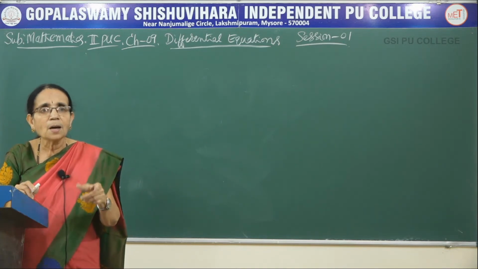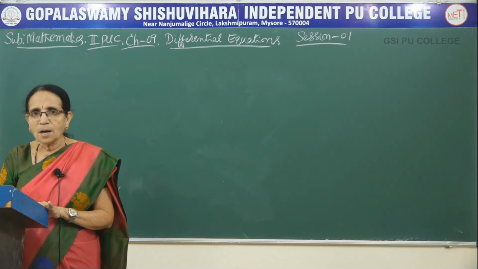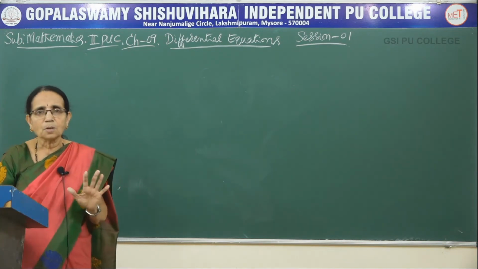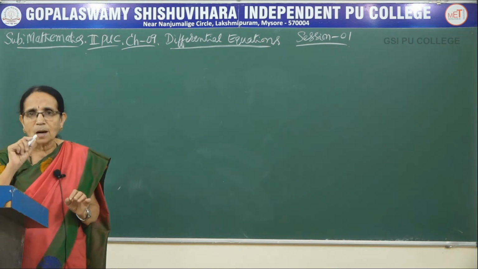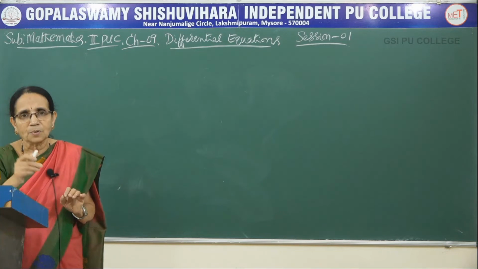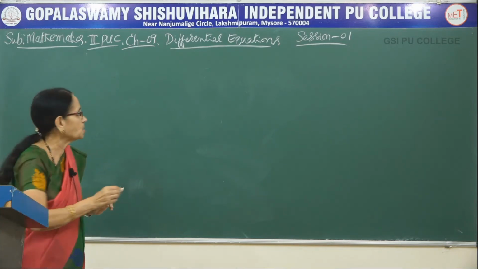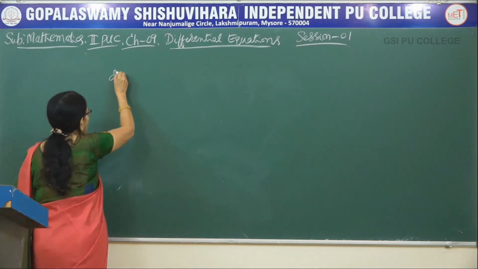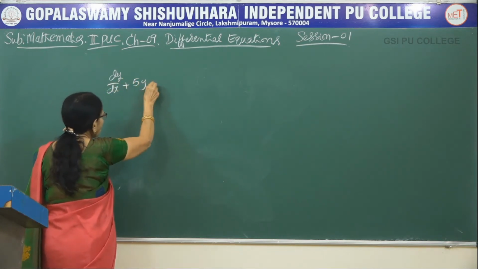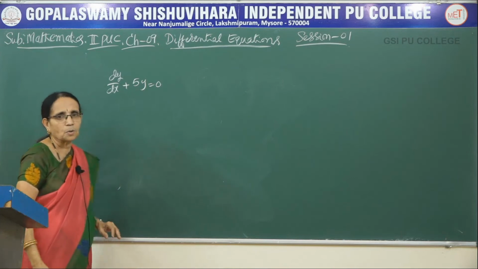If it is defined, then you have to find out what is the degree of that one. Let me consider the first one. So, the question would be like this: find the order and degree (in brackets, if defined) of the equation. First equation is dy by dx plus 5y is equal to 0.